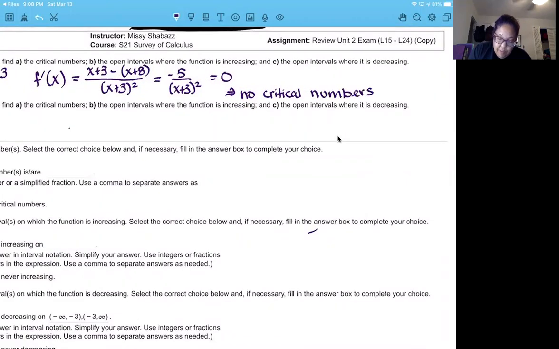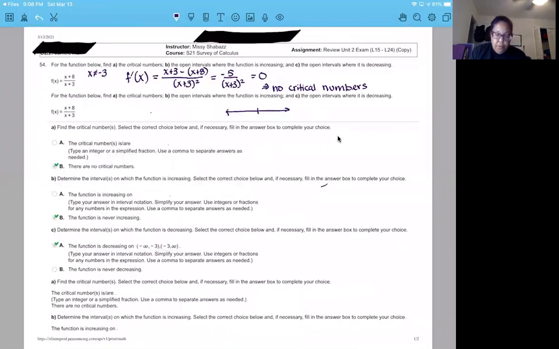Now, if I want to decide where it's increasing or decreasing, I'm still going to include where it's undefined, all right? So I'm still going to include my vertical asymptote. So I'm still going to include negative 3 because it could change from increasing to decreasing or decreasing to increasing there. But if you notice, if you look at our derivative, the bottom is always positive and I have a negative sign. So it's going to be decreasing everywhere.